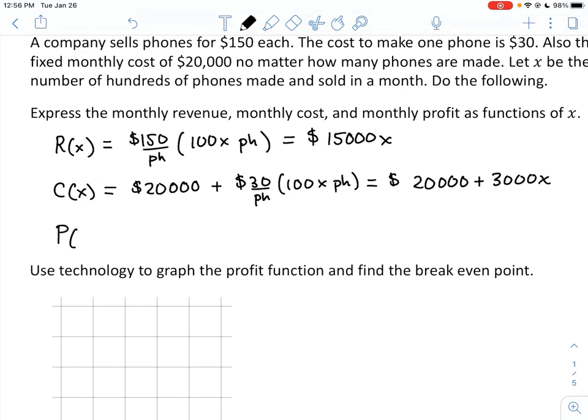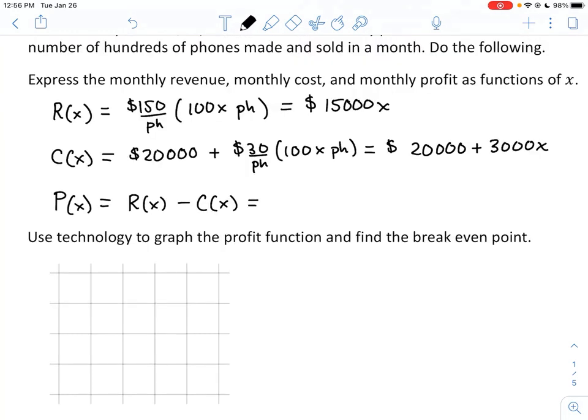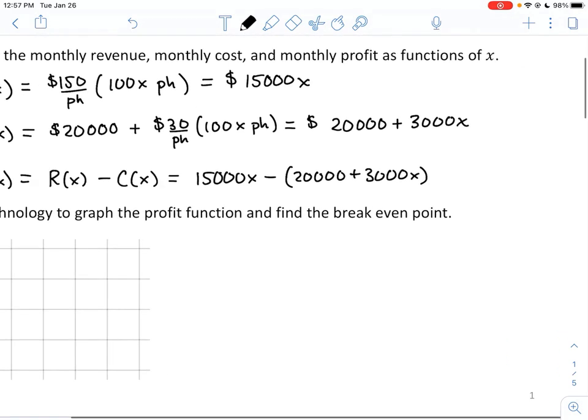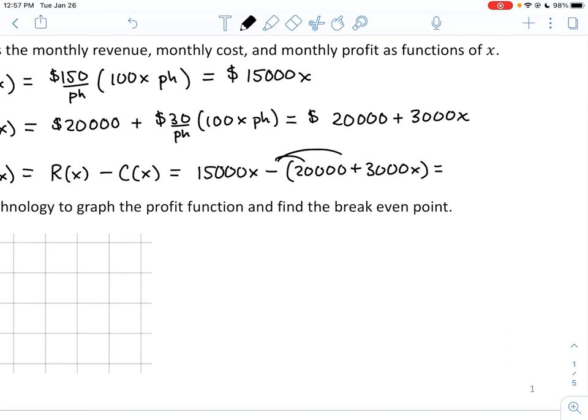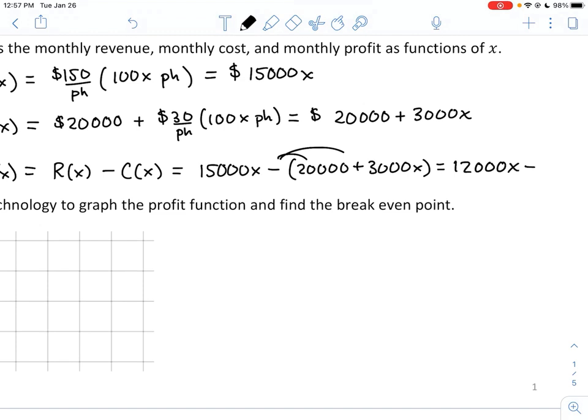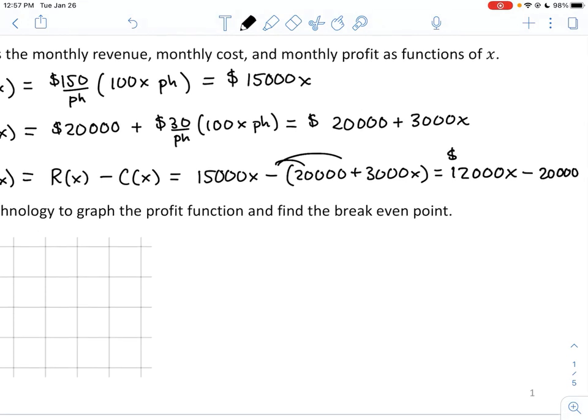Now, profit is how much money you have after the revenue and the expenses have been taken into account. So it's how much money you bring in, which is your revenue, but then you have to subtract from that your costs, so minus the cost function. So our revenue is 15,000X, measured in dollars, minus cost, make sure you put cost in parentheses. It's 20,000 plus 3,000X. Distribute the negative across here, so you have 15,000X minus 20,000 minus 3,000X. So I can combine the X terms and get 12,000X, and then minus the 20,000. And this is measured in dollars as well.